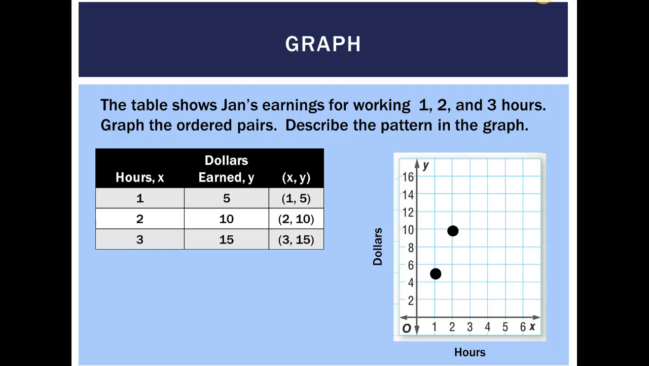If she works 3 hours, she earns $15. We go over to 3 and up 15. Again, you can see that it looks like if we connected the dots, this would form a line. To describe the pattern in the graph, we could say that the graph shows Jan's earnings increase by $5 each hour. Another statement you might make is Jan earns $5 for each hour she works.